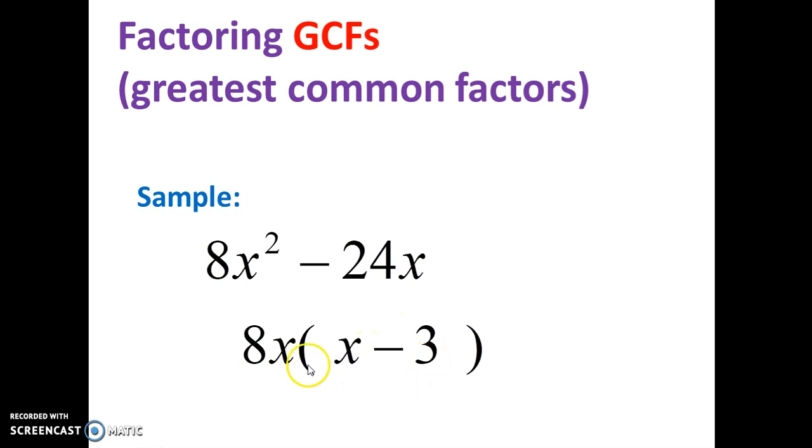x minus 3. Because if you pull an 8x out of this, you're left with an x here. That means 8x times x will bring you back to here. And if you pull 8x out of that, you're left with a negative 3, because 8x times negative 3 will bring you back to that. This is now factored form, because we have something times something.